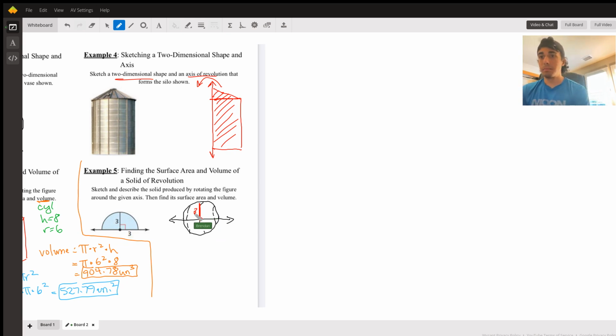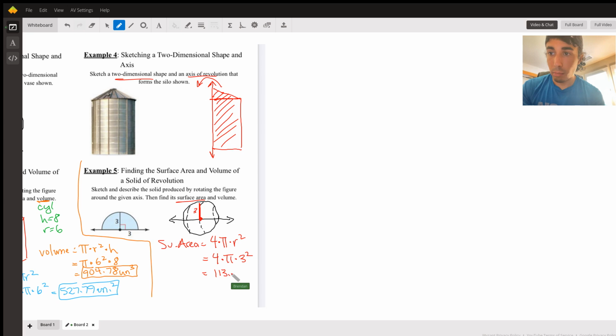Radius is 3. If you want to find surface area of a sphere, this is another one I don't expect you to have memorized. Surface area for a sphere is 4 times pi times the radius squared. So in that case, it's going to be 4 times pi times 3 squared. So we got 36 times pi, and that's going to be 113.1 units squared.